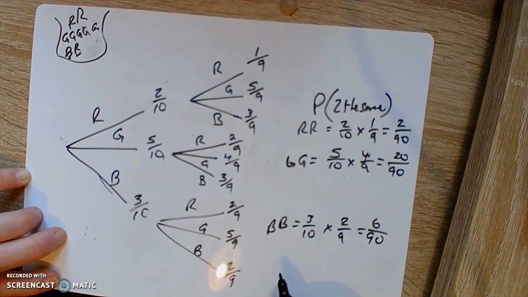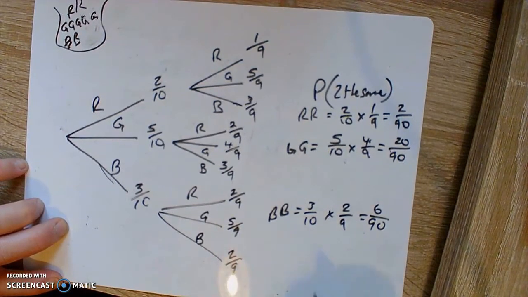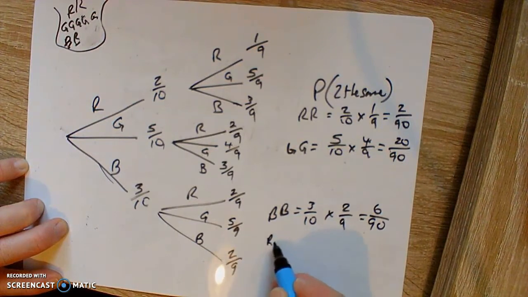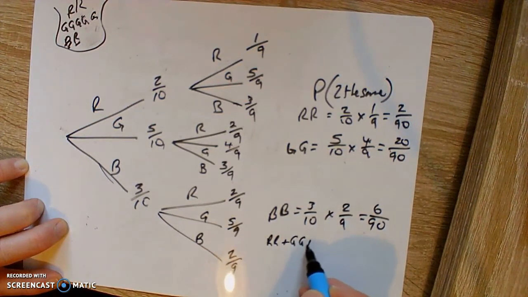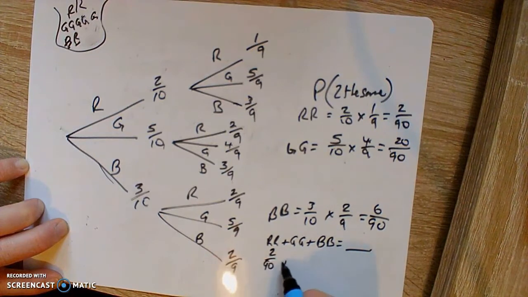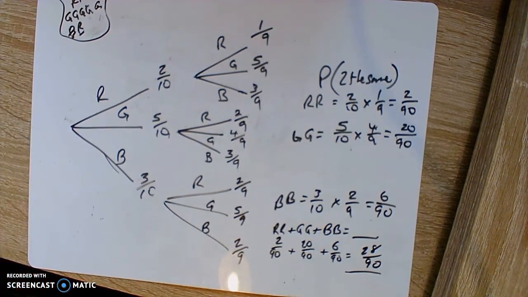So if it isn't replaced, we don't put it back in. In that case, I end up with these 3 numbers added together. The 3 possible options would be red, green, blue, which is 2/90 plus 20/90 plus 6/90, which gives me a total of 28/90. And that's what I would leave my answer as. Hopefully that's helped.